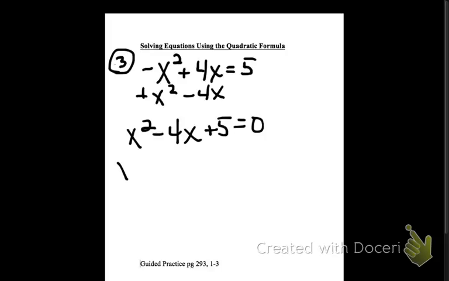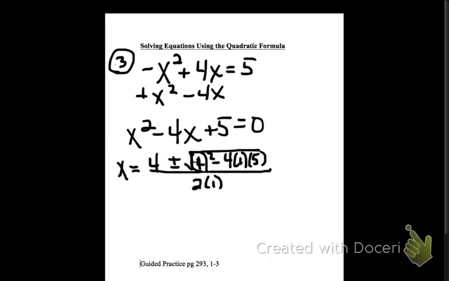We're going to say x equals the opposite of b plus or minus the square root of b squared minus 4 times a times c all over 2a. That's going to give me 4 plus or minus the square root of 16 minus, so there's one negative sign in there, 16 minus 20, which is negative 4 over 2 times 1, which is 2.